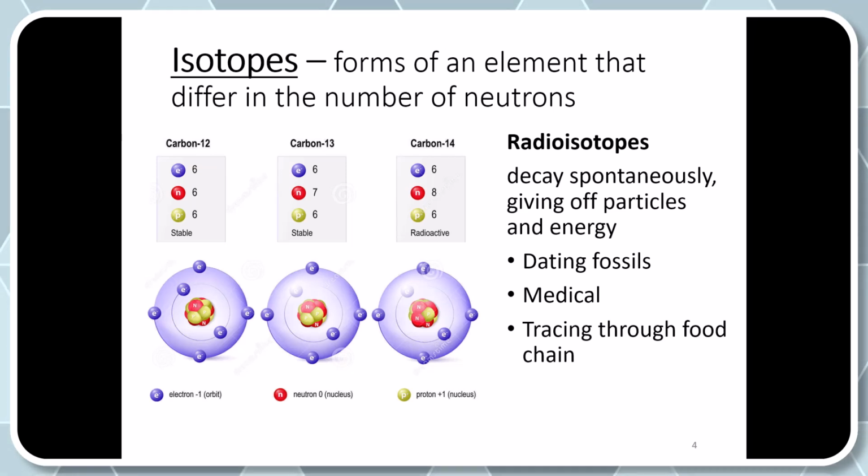Radioisotopes can decay spontaneously and give off particles and energy. And we can use radioisotopes for things like carbon dating of fossils, medical imaging, and even tracing food through the food chain. If you feed one organism more of a certain isotope, the carbon of that particular isotope is incorporated into their body, and then when something eats that organism, they get that isotope, and so on and so forth, kind of down, or rather maybe up the food chain.